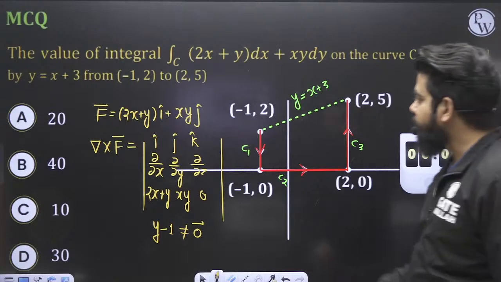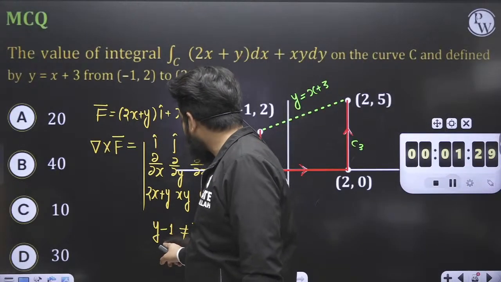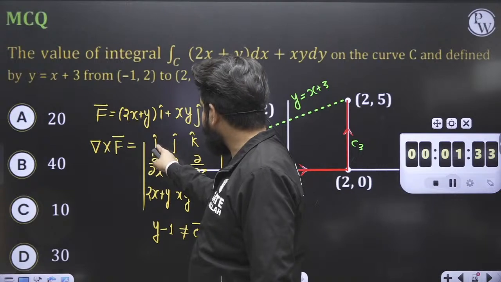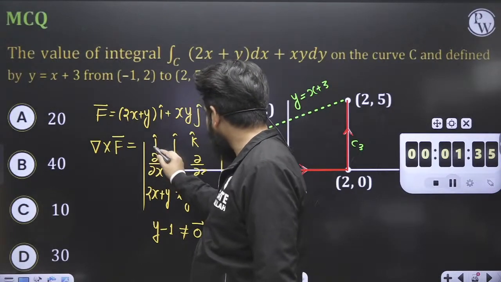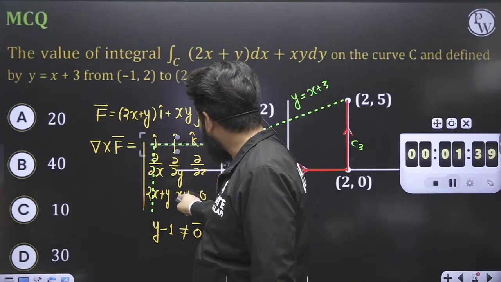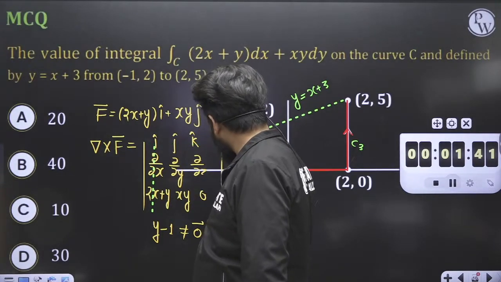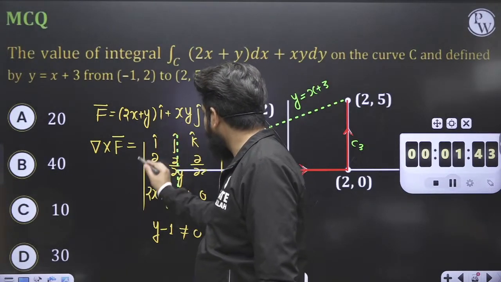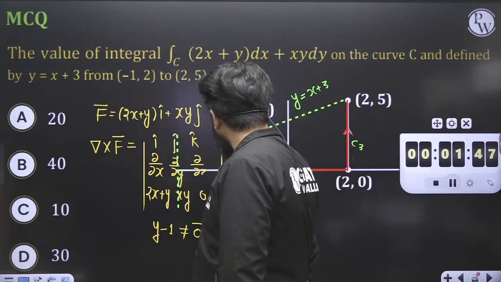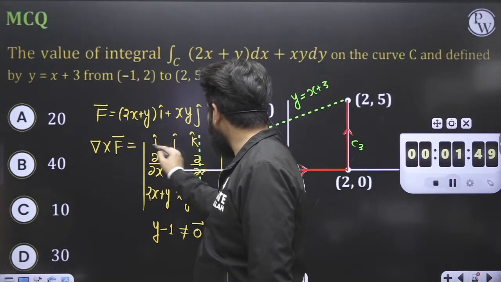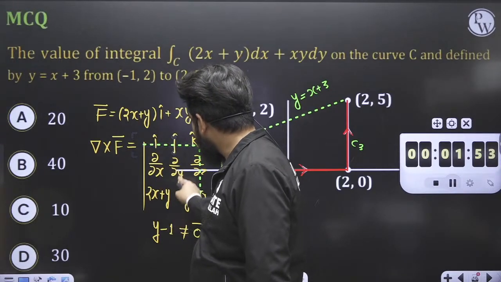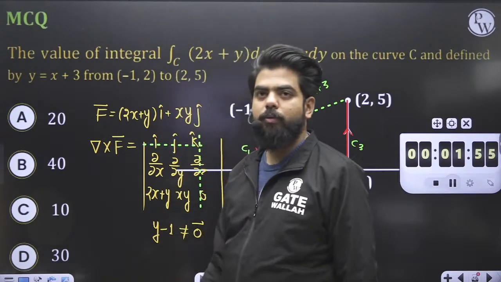First of all, verify everyone has understood why it is non-conservative, because del cross f is not coming out to be 0. Once we choose this i cap, the corresponding row and column will vanish. Del by del y 0, del by del z 0. After that, if I take minus j cap, the corresponding column and row vanish. Del by del x 0, del by del z 0. Finally, for this element, del by del x becomes y, minus del by del y becomes 1. So this is non-conservative.